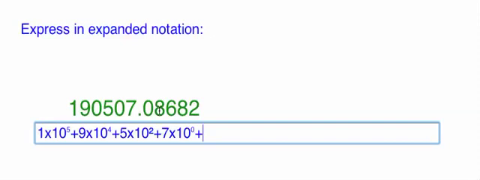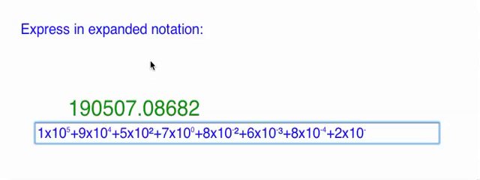This is the second decimal place. So plus, now we ignore the 0, so I'm going to go right to the 8. 8 times 10 to the negative, what's the decimal place? Second, so negative second. Okay, plus 6 times 10 to the, and this is the third decimal place, so negative 3. Plus 8 times 10 to the negative 4, and then plus 2 times 10 to the negative 5, fifth decimal place. Okay? And that's it.